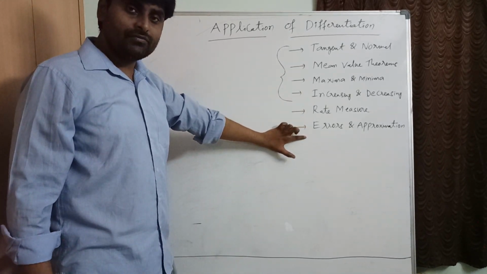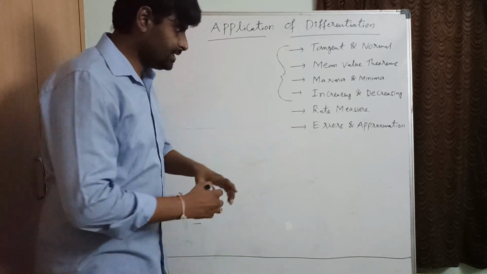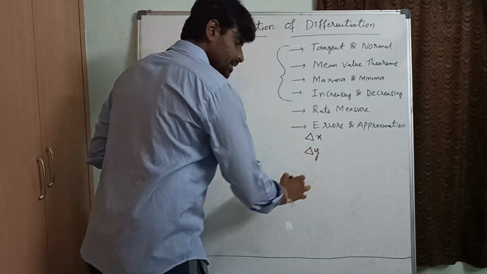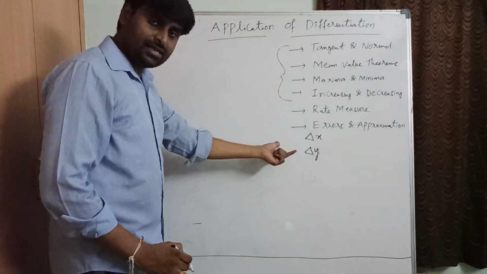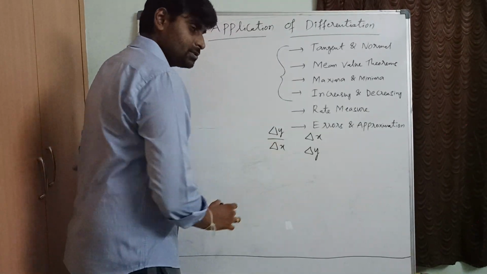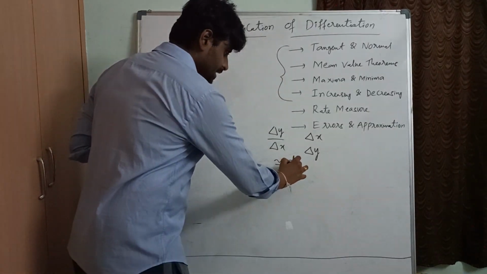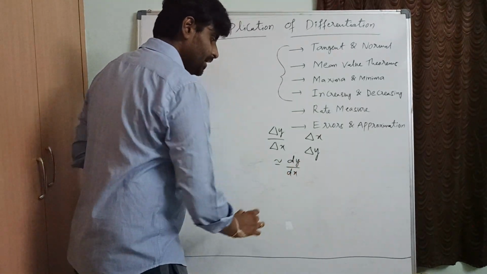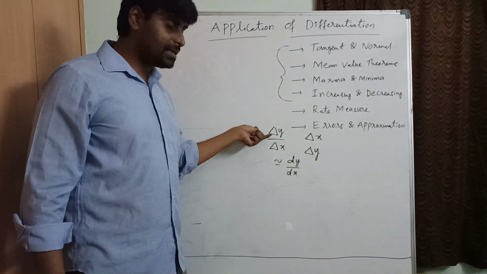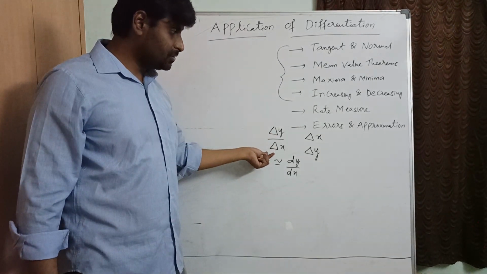Now in the last concept we are going to discuss errors and approximation, wherein delta x and delta y are discussed. Delta x means change in x and delta y means change in y. So change in y with respect to x we can simply write as delta y by delta x. Whenever that change tends to 0, it will be approximately equal to dy by dx. That we know. Later on we will discuss dy by dx only, but earlier it was delta y by delta x, which is change in y with respect to change in x.